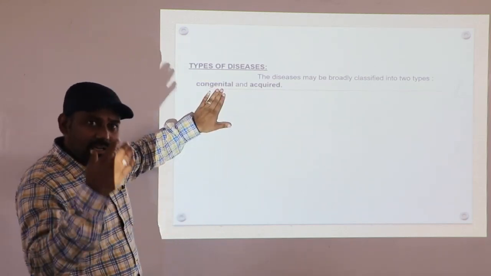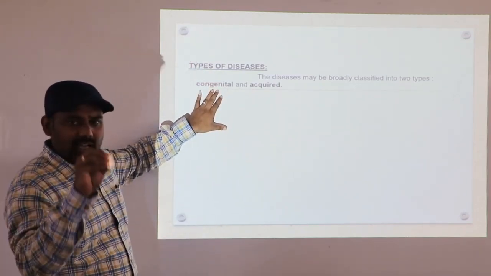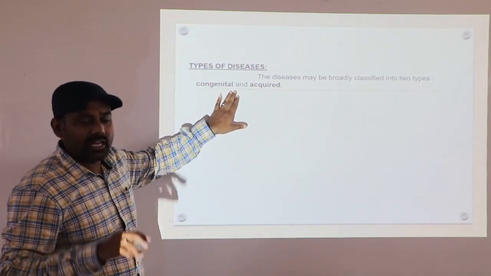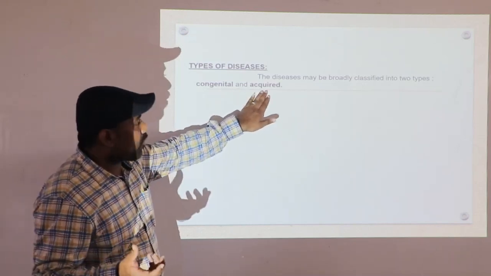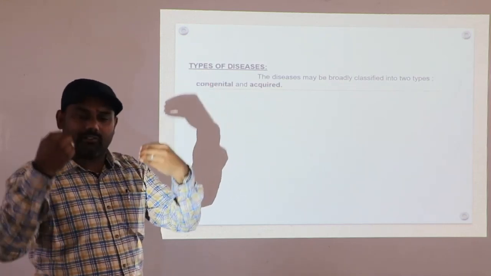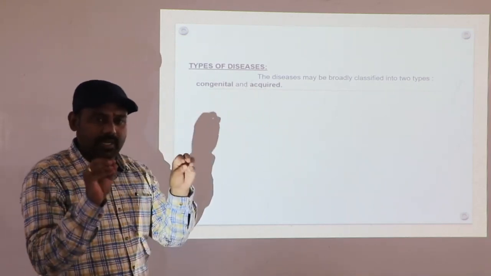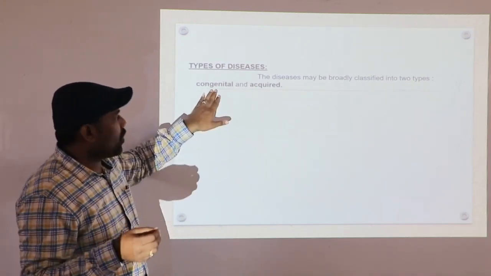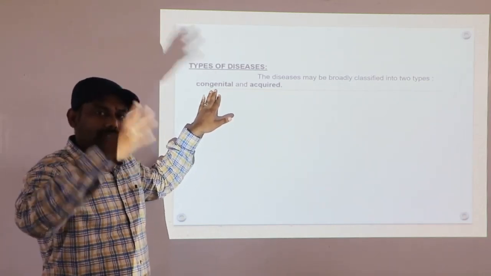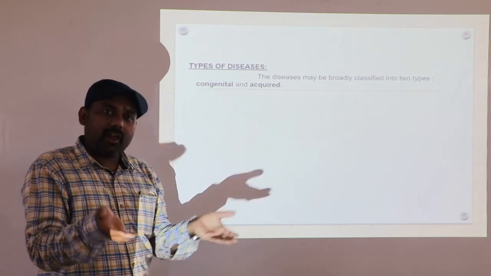Congenital means these are the diseases which are present from birth. Very simple. They are called congenital diseases or genetic disorders. Clear? Acquired diseases, the name itself indicates the meaning. Acquired means we develop a disease after birth. They are called acquired diseases. Very simple definition. Once again, congenital disease means those diseases present from birth, and acquired means we develop them after birth.